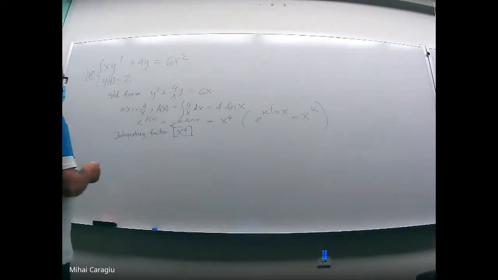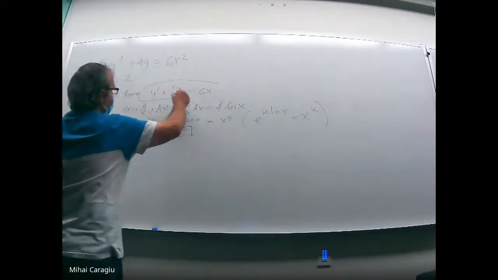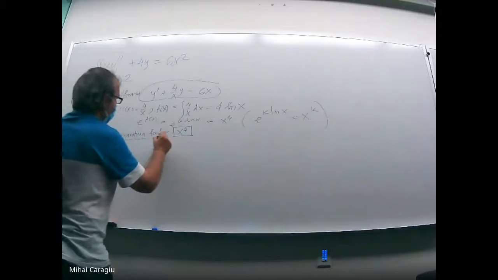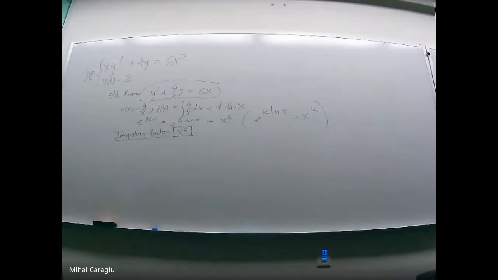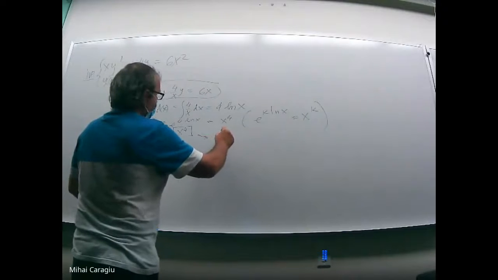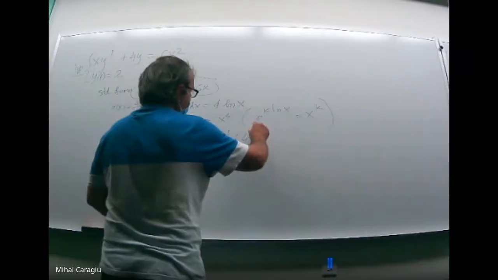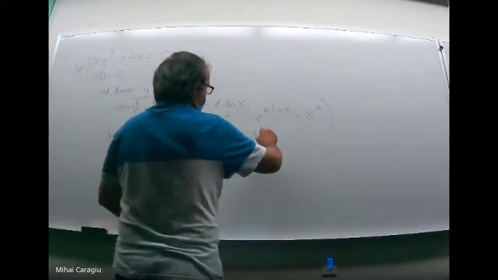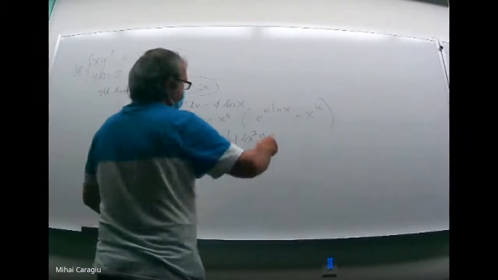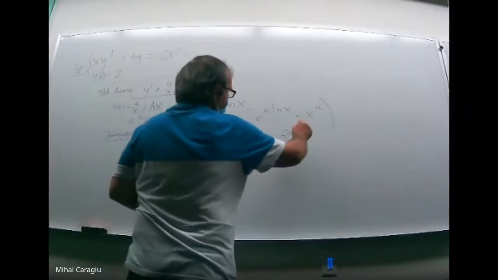So multiply the linear first order equation in standard form, which is this one, by the integrating factor. And it will lead to a differential equation that's pretty straightforward to solve. So what do we get? x to the power 4 y prime plus 4x cubed y equals 6x to the power 5, because x to the power 4 times x is x to the power 5.